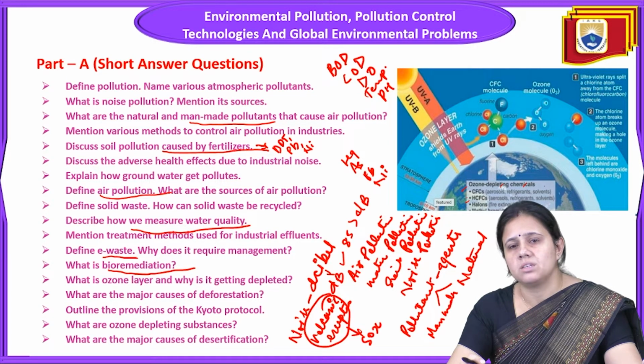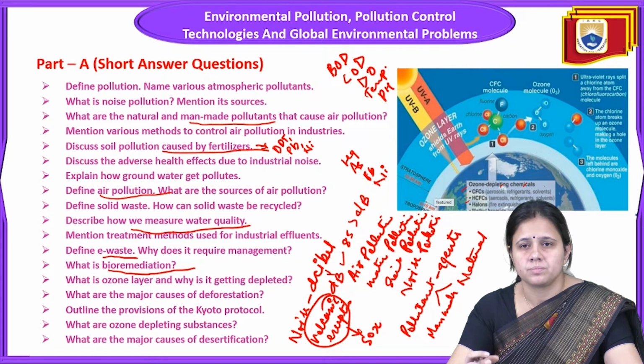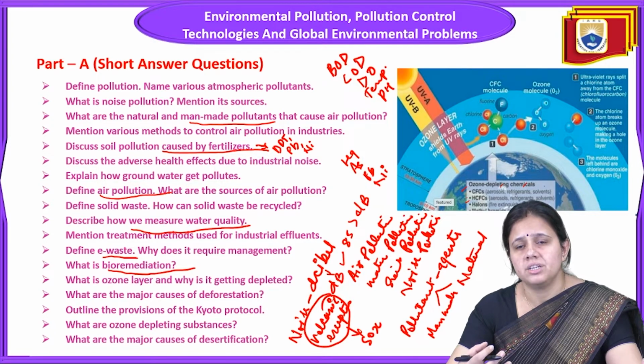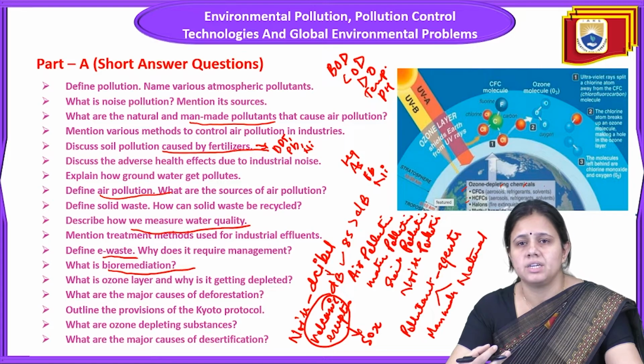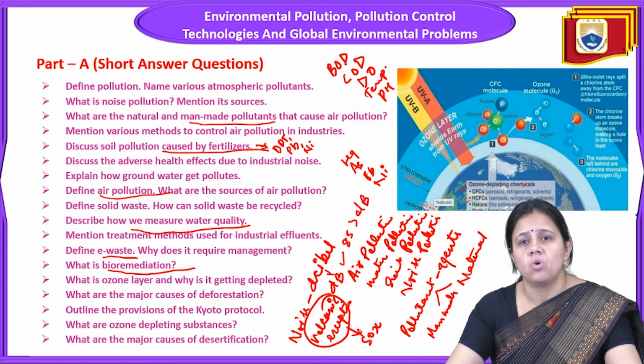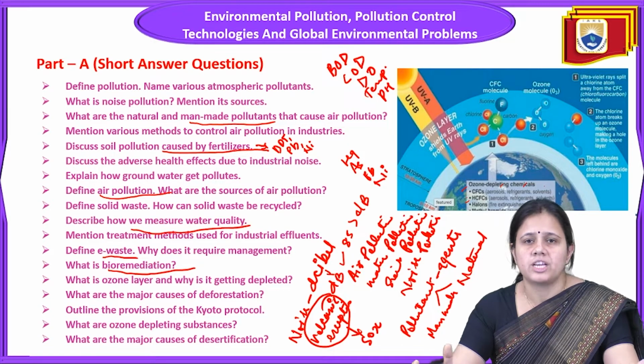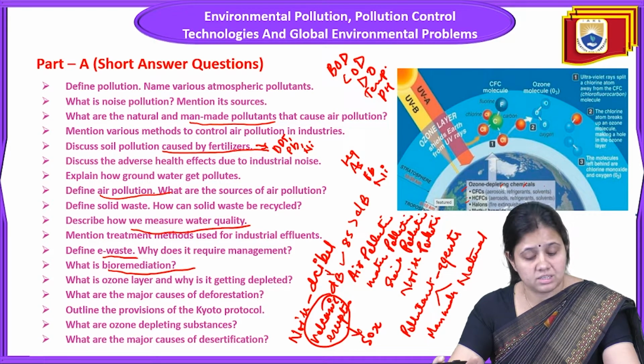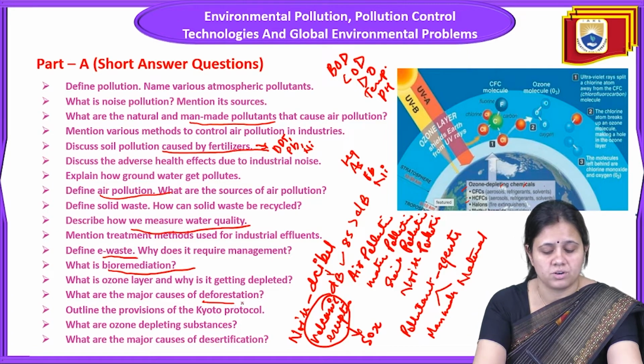Next: what are the major causes of deforestation? Deforestation is done by people for their shelter. It is done for the over exploitation of natural resources like timber; they need more plants because, due to the population explosion, every demand has increased. So they are clearing forests for the expansion of cities and industries. That is the main reason behind deforestation.